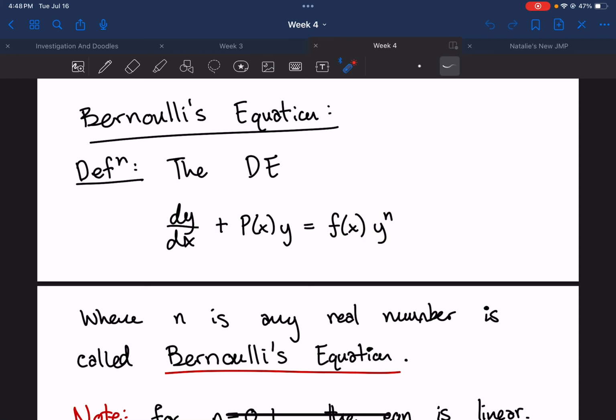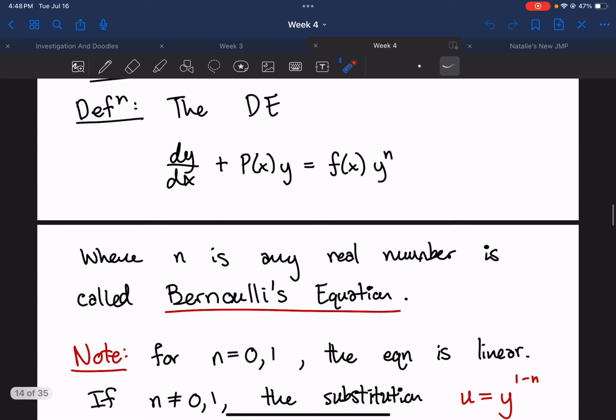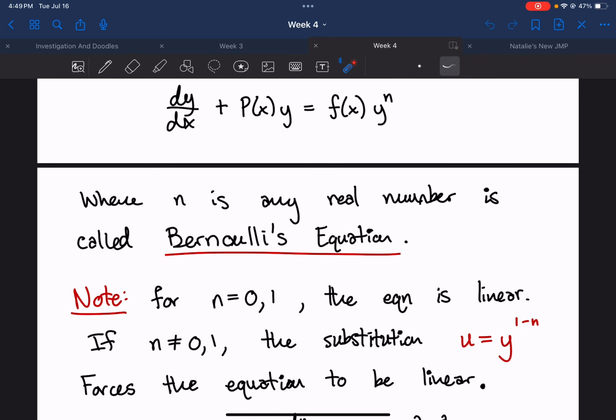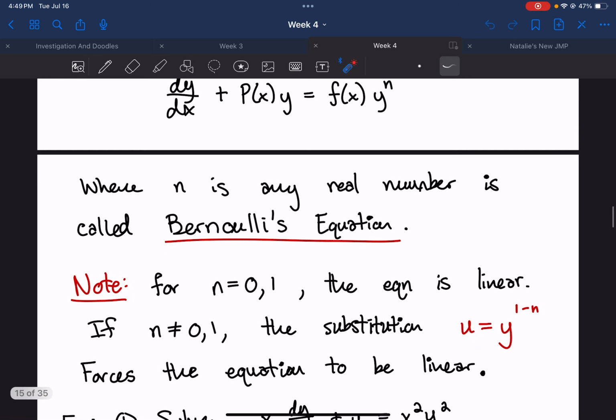How do we deal with this? Well, if it's exactly in this form, this is called a Bernoulli equation. And when you know it, there's an easy way to solve these in general. So if n is equal to 0 or 1, then the equation is actually linear, right? If it's not 0 or 1, but it's some real number, then you can use the substitution u equals y to the 1 minus n. Right, u equals y to the 1 minus n. We'll make the equation be a linear equation. Here's an example for you.